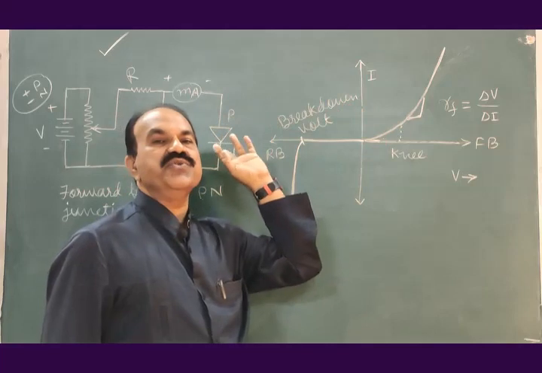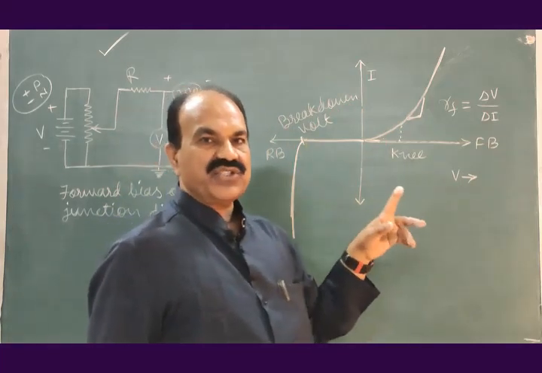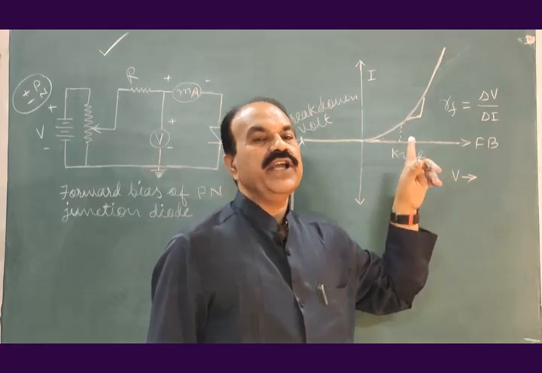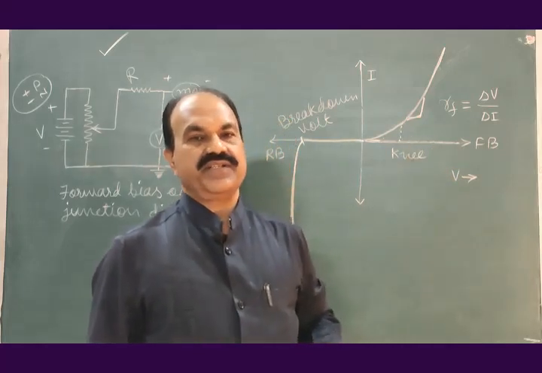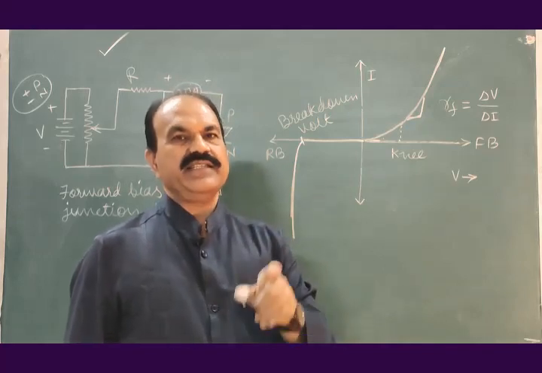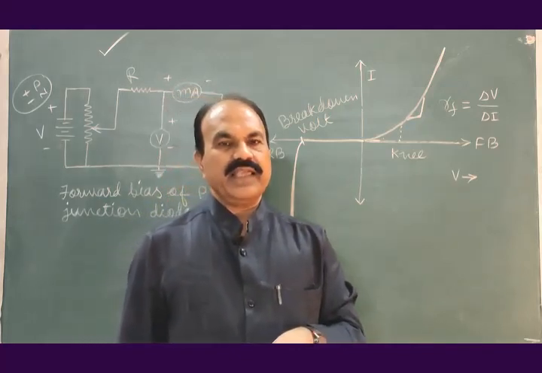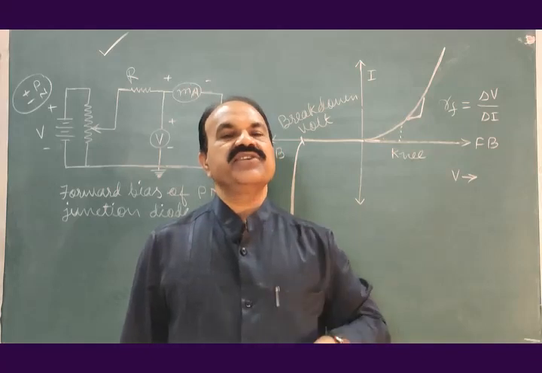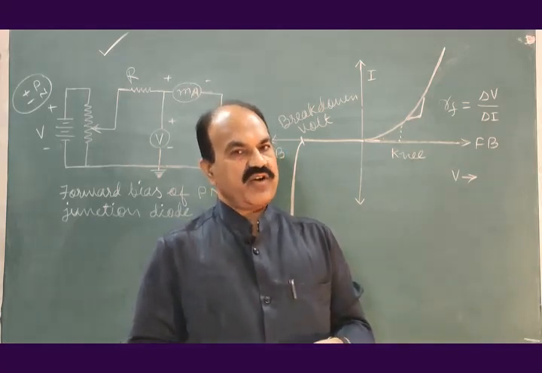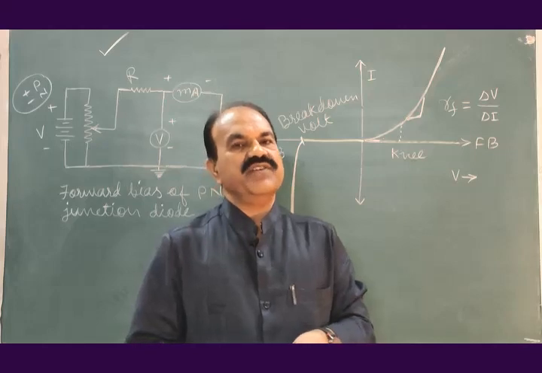It is always used in forward bias because it is beneficial in every electronic circuit. The use of a PN junction diode in forward bias is beneficial in every electronic circuit, and therefore a PN junction diode is always used in forward bias, it is not used in reverse bias.